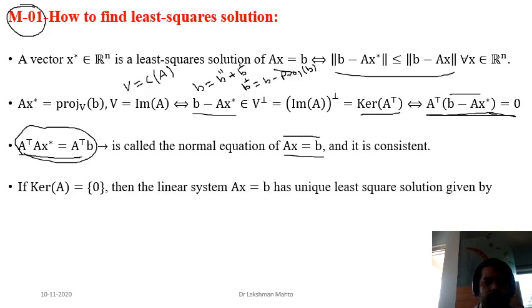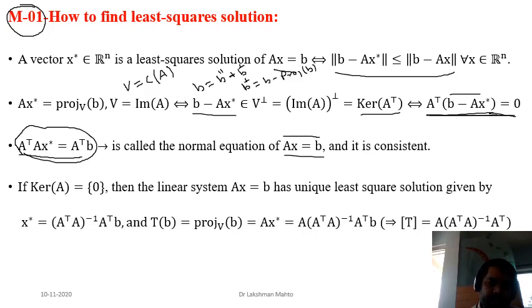Okay, so I think the idea might be clear to everyone on how to find the least square solution. Suppose the kernel of the coefficient matrix A happens to be the singleton set {0}. Then the linear system Ax = B has a unique least square solution, given by x star equals the inverse of A transpose A times A transpose B. I had already mentioned that if the kernel of A is the singleton set {0}, then A transpose A is invertible.